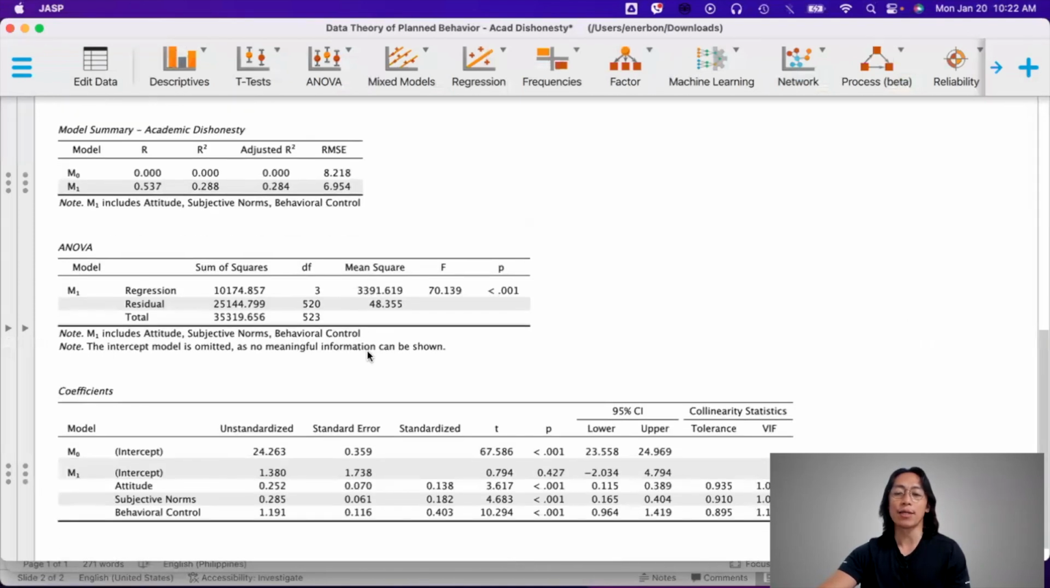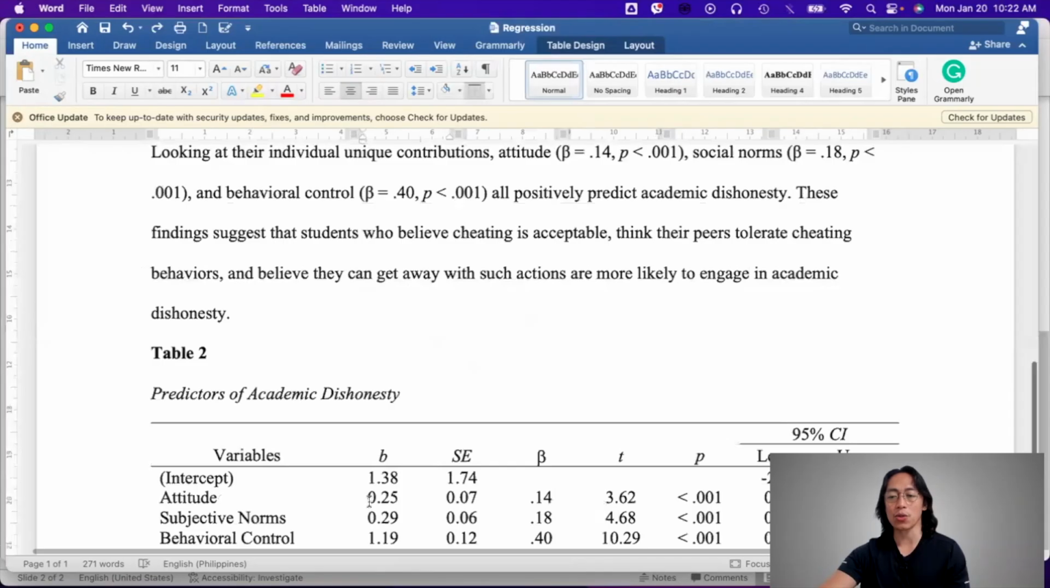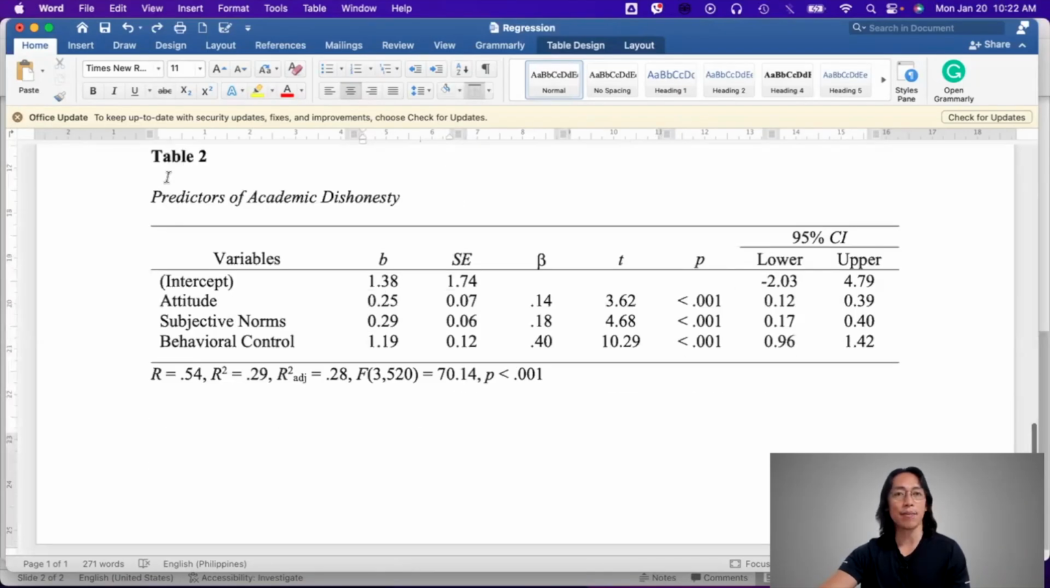And then for the multiple linear regression results, we have three tables based on the JASP output, but they can be merged also into a single table. So this is Table 2. I have labeled this as predictors of academic dishonesty. And as you notice, these are the things that I've included. So we have variables. This is our unstandardized regression coefficient. The notation is B. This is our standard error. Beta refers to our standardized regression coefficients, our t values, and then our probability values. And then the upper and lower 95% confidence interval values around our unstandardized regression coefficient.